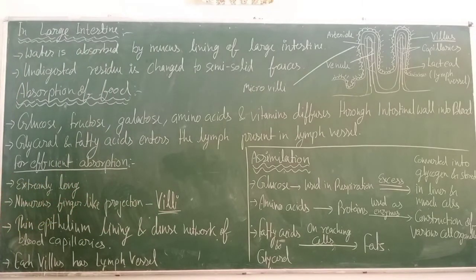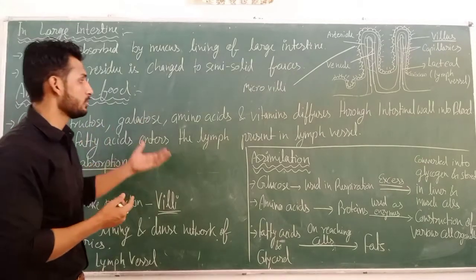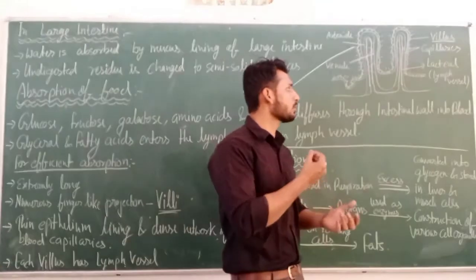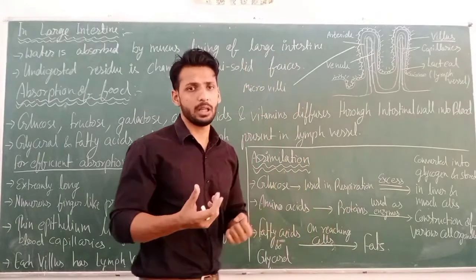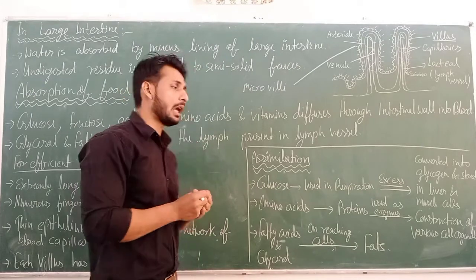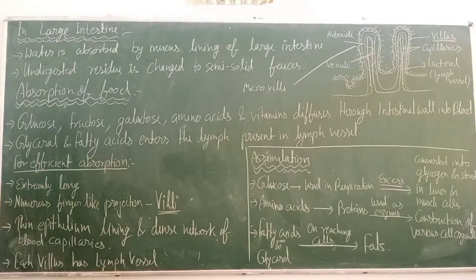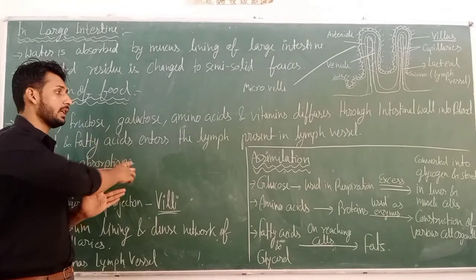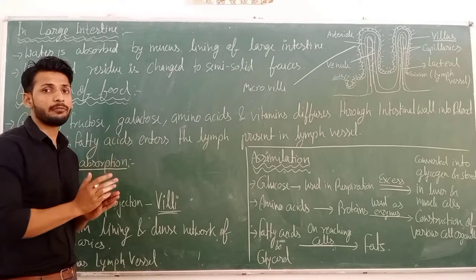Now what happens to the absorbed food? We are going to study about the absorption of food. Carbohydrates, fats and proteins were converted into glucose, glycerol, fatty acids and amino acids. So what happens? These glucose, fructose, galactose, glycerol, fatty acids and vitamins diffuse through the intestinal wall into the bloodstream. They are absorbed into the blood. Okay, now they are transported to various cells. Now glycerol and fatty acids do not enter the blood, they enter into the lymph, which is present in the lymph vessel.